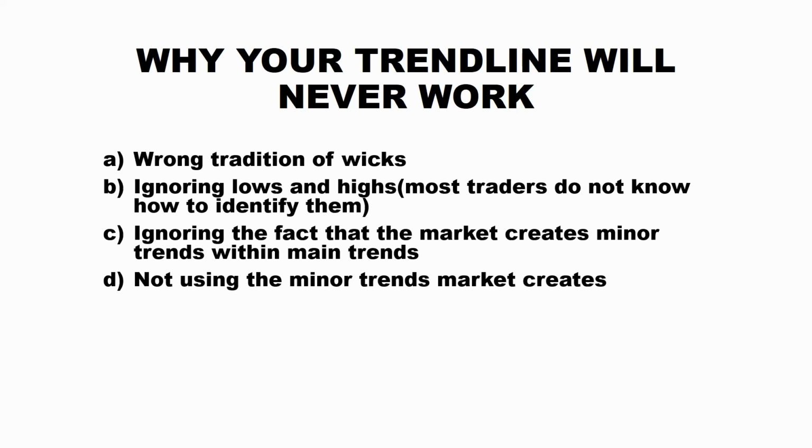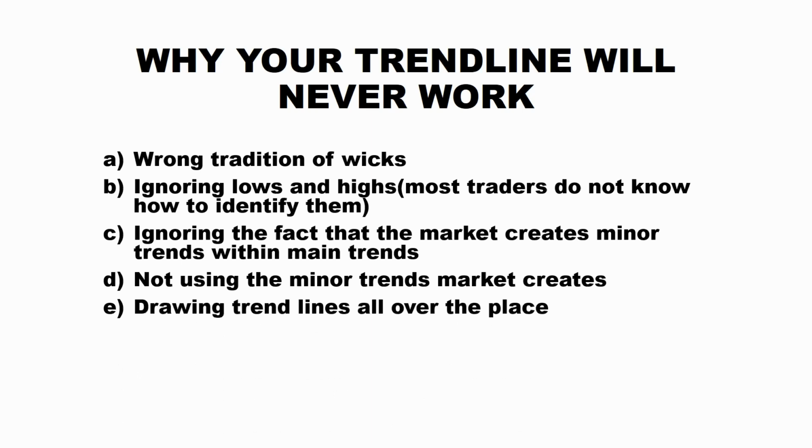The 3rd one was about acknowledging that we have minor trends within the major trends. We're majorly focusing on the major ones, but the 4th one is saying that we should also use the minor trends that the market has created. So you have to make sure that you have another trend line within that trend, right? So let's go to the 5th one, and then we'll look at what the mistakes are.